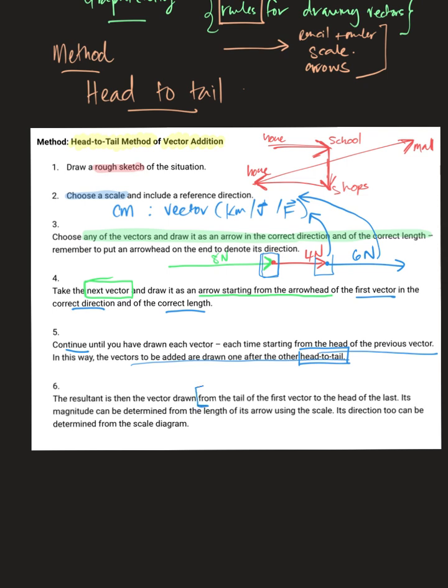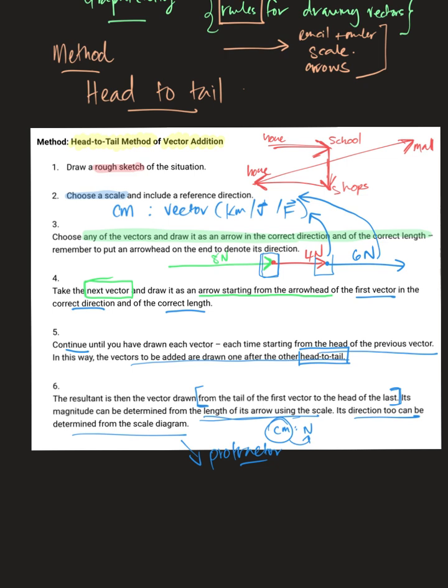Right, the last thing here that we're looking at is the resultant vector must be drawn from the tail of the first vector to the head of the last. Its magnitude can be determined by the length of the arrow. Because remember, if I had a scale of centimeters to newtons, if I measure the centimeters, I should know how many newtons. And its direction can be found from a scale diagram. We can use a protractor. I'm going to show you guys how to do that for the head to tail method for the vector diagrams. Alright, so that's the type of method.